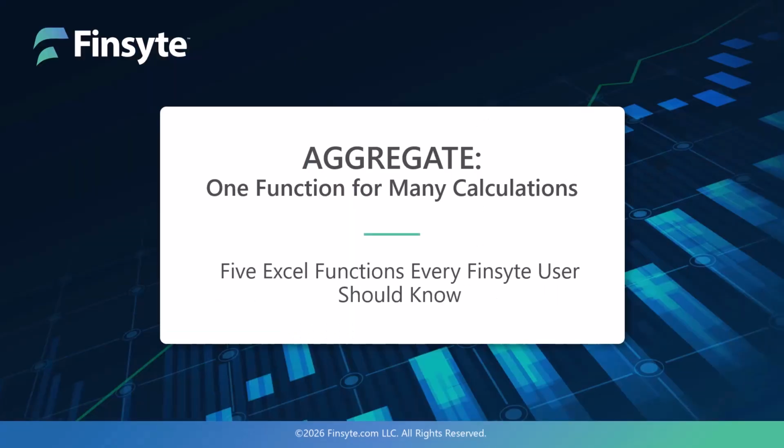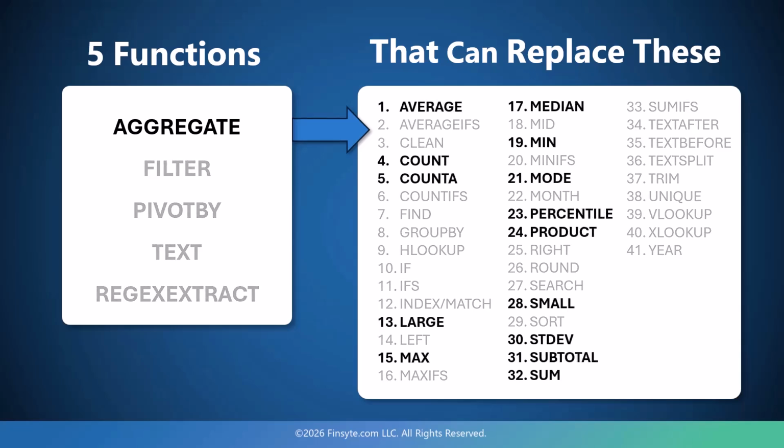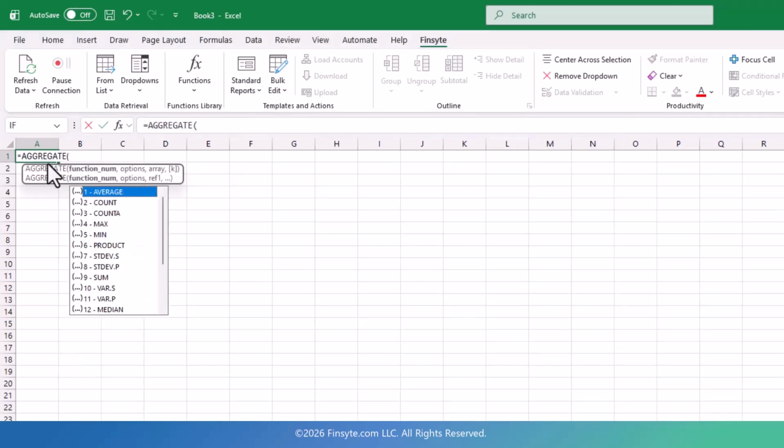When you're building formulas in Excel, most calculations usually come down to things like summing values, averaging data, or counting records. And typically that means using functions like SUM, AVERAGE, or COUNT. But once you start working with filtered data or more complex reports, those basic functions can start to fall short. That's where the AGGREGATE function comes in. AGGREGATE is a multi-purpose function that can perform many different types of calculations using a single formula. Instead of switching between different functions, you can use AGGREGATE to simply tell it what type of calculation you want. So whether you need a sum, an average, or a count, AGGREGATE can handle all of those.